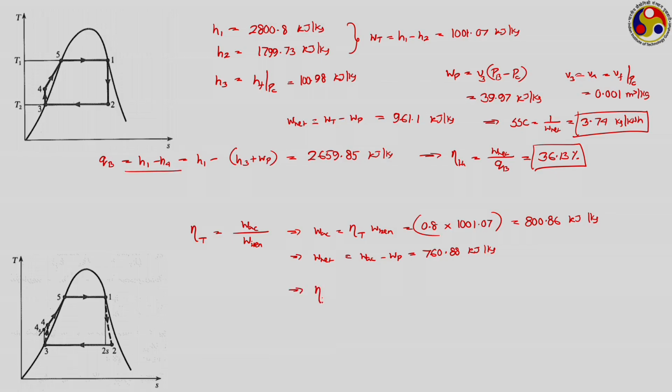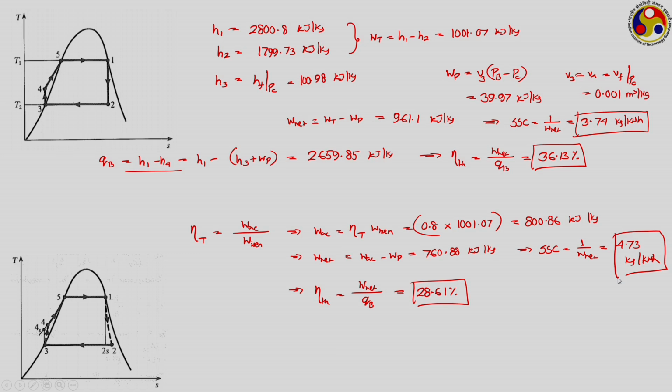So, accordingly your thermal efficiency will be equal to the new value of net work output divided by the earlier existing value of the boiler heat input requirement, and the efficiency will be coming in the range of 28.61%, and the specific steam consumption will be the reciprocal of this net work output. So, that is coming to be equal to 4.73 kg per kilowatt hour. So, an increase in the specific steam consumption as well.